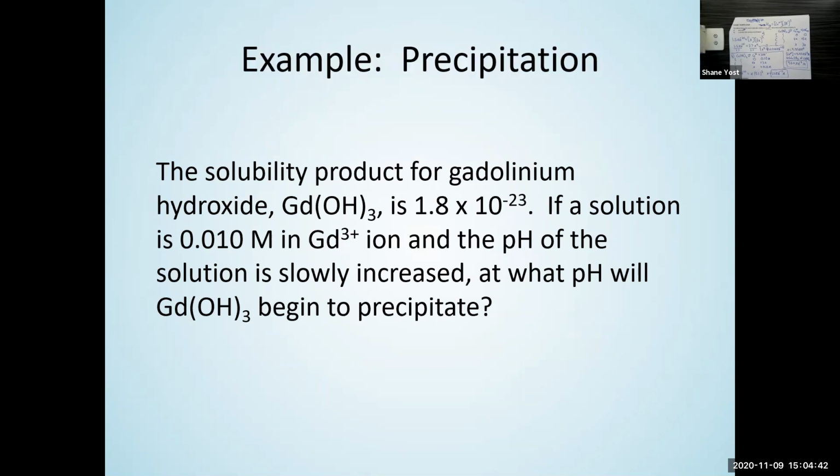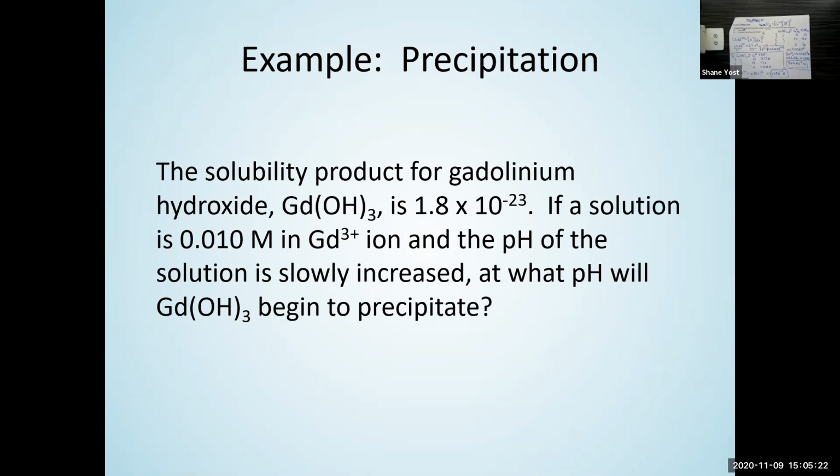All right, so this last numerical example here: the solubility product for GdOH3 is 1.8 times 10 to the minus 23. If you have a solution that has 0.01 molar Gd3+ ions in that solution, and you slowly increase the pH, at what pH will GdOH3 begin to precipitate? Okay. And so that's the question.